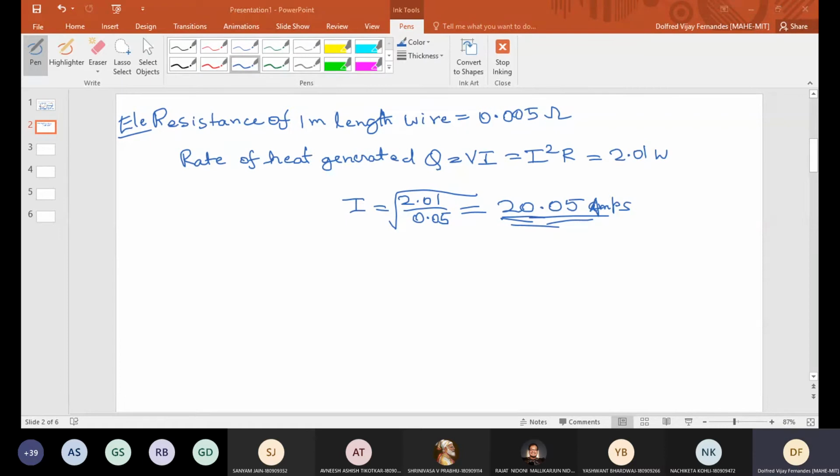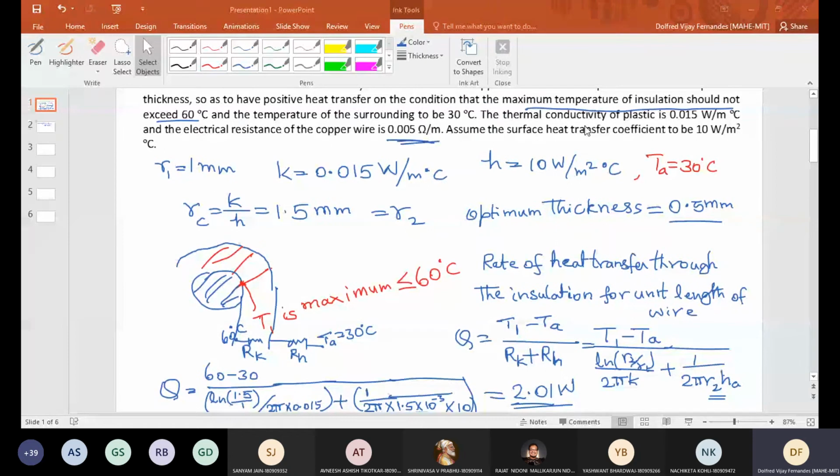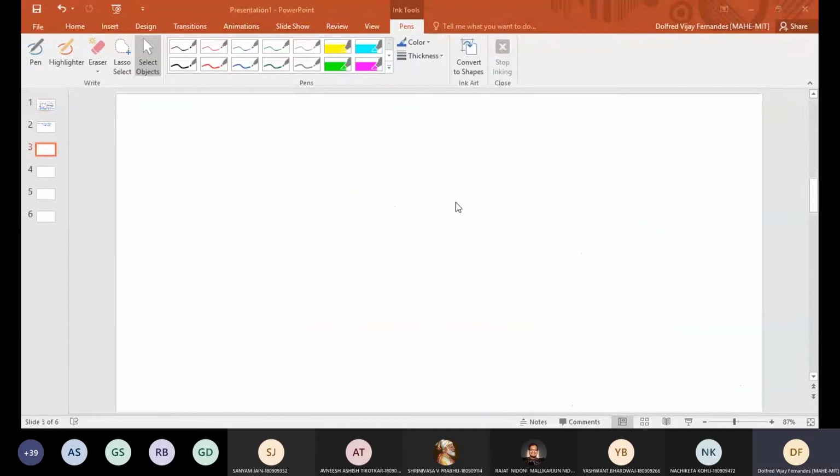So next we pick up another problem. One more thing: sometimes the resistivity of the wire can be given instead of the electrical resistance of the copper wire. Instead of that, resistivity rho will be given, then you should know how to calculate resistance. Resistance equal to rho L by A.